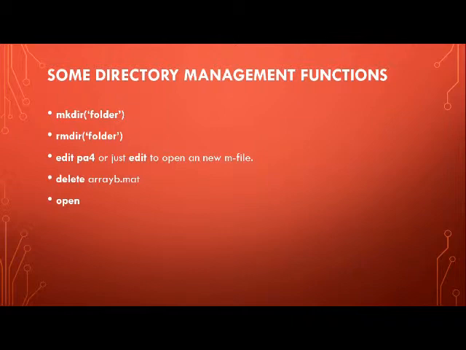The edit function simply allows you to open an M file or a specific M file. Simply write the name of the M file you want to open right next to the edit function, and it will open that file. The delete function simply deletes the arrays that you create. You have to specify the array again. And the open function allows you to open any file you'd like.